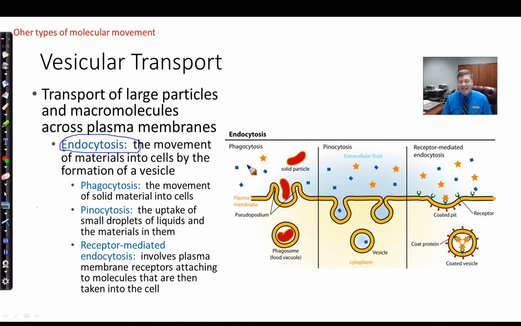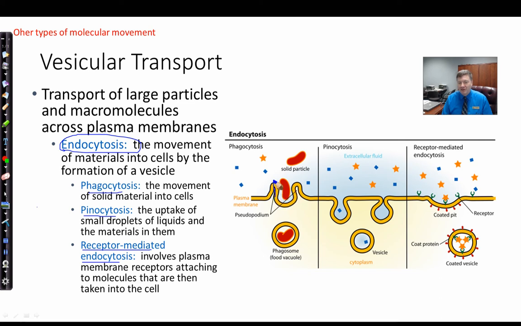So here's an example. Endocytosis is when we bring in a particle into the membrane itself. And here you see three kinds. You see phagocytosis, pinocytosis, and receptor-mediated endocytosis. What that refers to is, in phagocytosis, that's kind of like cell eating. Notice what happens to this particle. It comes to the cell membrane and it's engulfed.